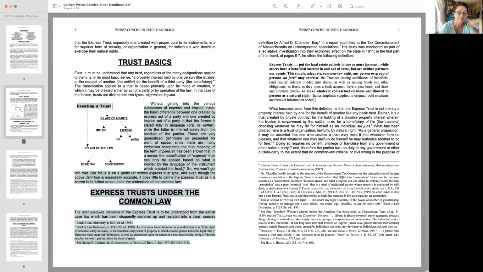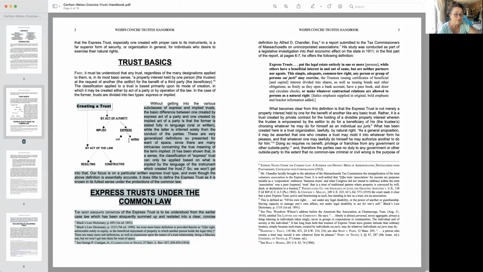These are very generalized definitions, presented for want of space, since there are many intricacies concerning the true meaning of the term implied. It has been shown that the classification of express trust can only be applied based on what is implied by the language of the instrument which created the trust. So we won't get into that. Our focus is on a particular written express trust type.